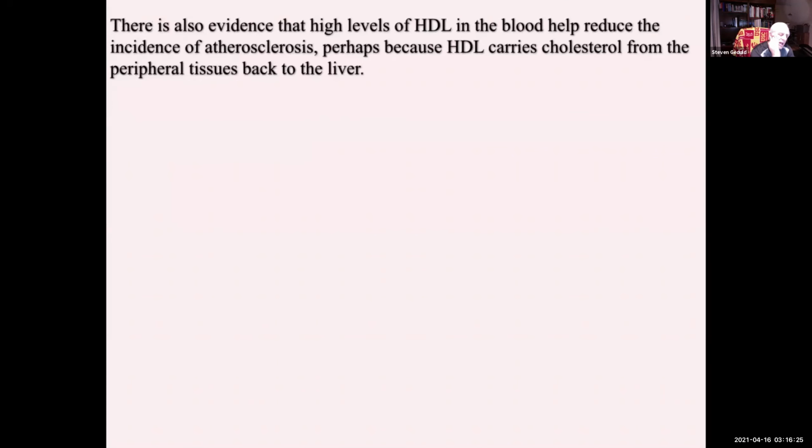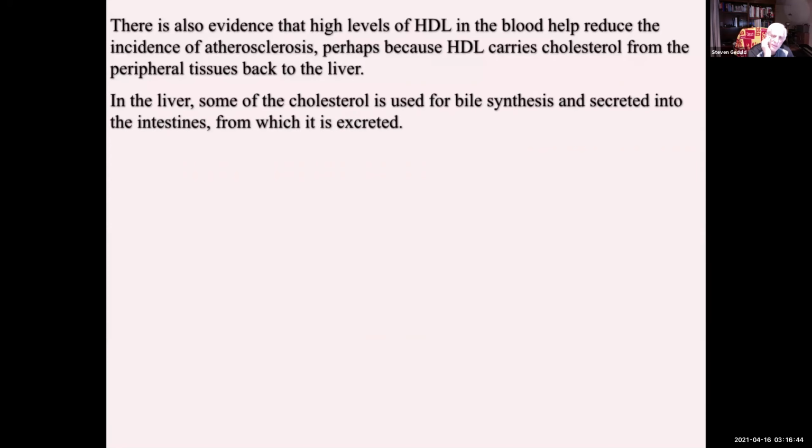There's also evidence that high levels of HDL, that's your high density lipoprotein, in the blood help reduce the incidence of atherosclerosis, perhaps because HDL carries cholesterol from the peripheral tissue back to the liver. So it takes it out of the bloodstream. Remember, HDL is your good cholesterol. So in the liver, some of the cholesterol is used for biosynthesis to create bile, secreted in the intestines, used to break down fats in the duodenum, and then excreted from the body.